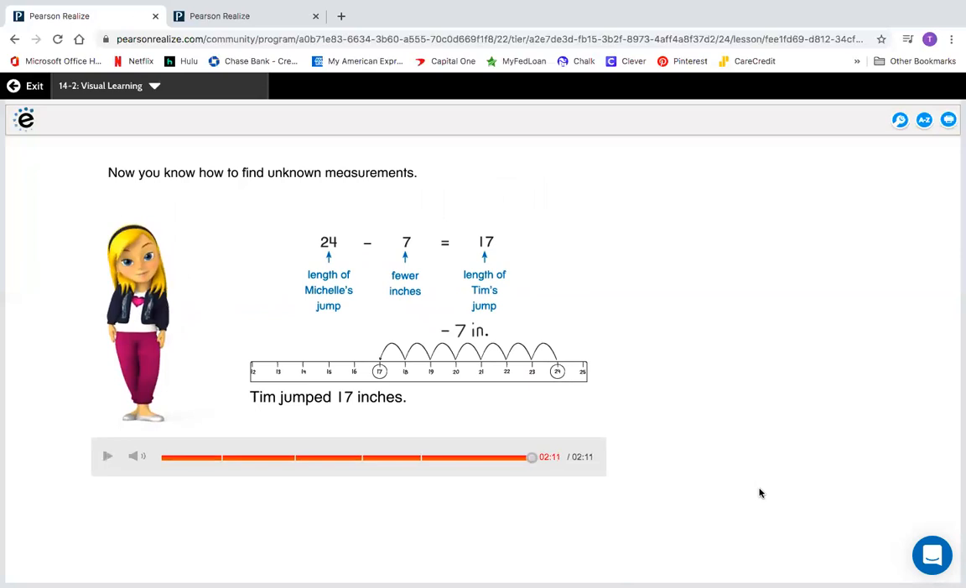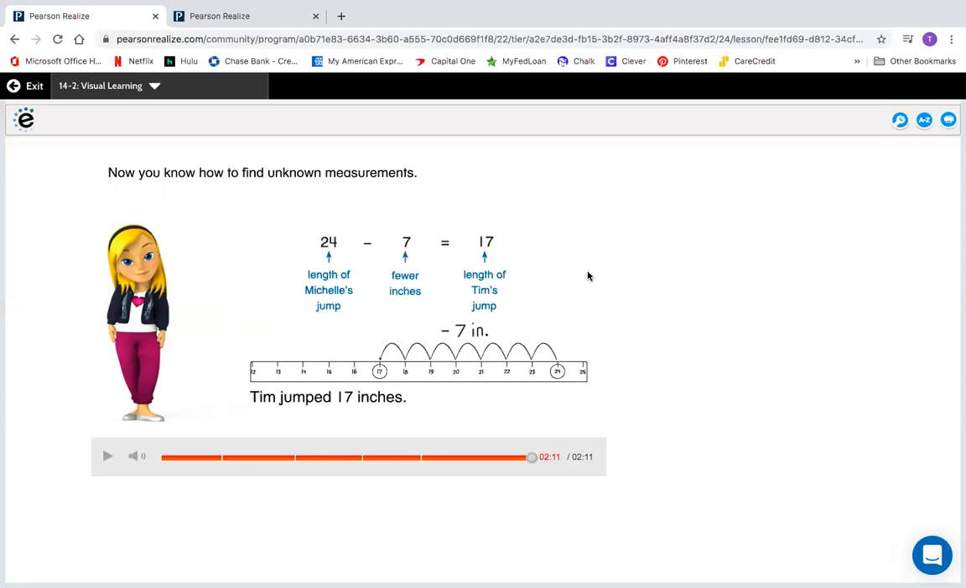How would I check my answer? If I'm doing subtraction, what is one way I could check my answer? I could check my answer by doing addition. So if I take 17, my answer, and I add it to what I took away, my smaller number, if I do 17 plus 7, will I get 24? 17, 18, 19, 20, 21, 22, 23, 24. Yes, I will get 24, which means that 17 is the correct answer.